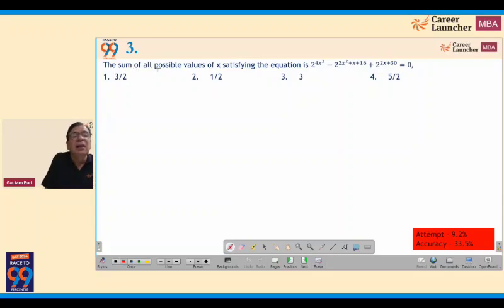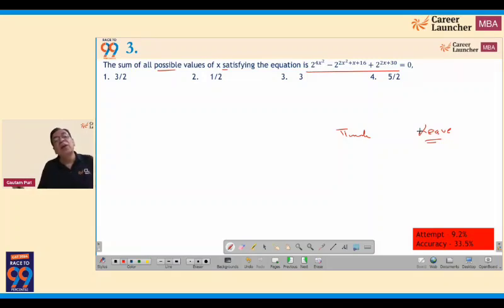Similarly out here, the sum of all possible values of x satisfying this equation. Yeah, I'll have to think. If I have to think, I will leave. I am not saying it cannot be solved. I am saying, is it worth attempting this question in the paper, which has got limited time before you?